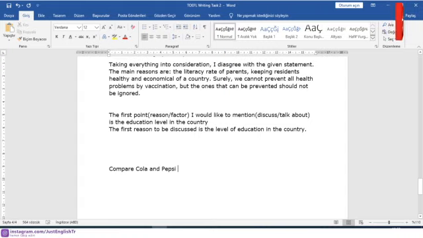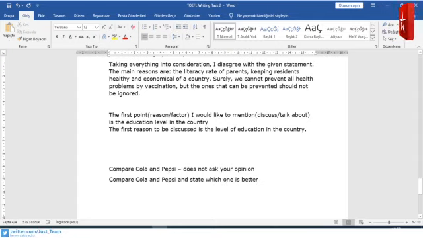So my question was, compare cola and Pepsi. This one does not ask your opinion. And if we have a question like this, compare cola and Pepsi and state which one is better, this one asks your opinion.